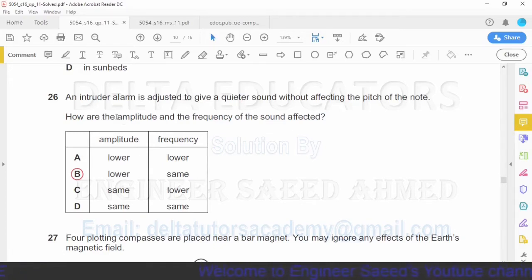So we can say if we have to adjust an alarm to a quieter sound, then amplitude we have to keep less and frequency will remain the same because here pitch is unchanged. And same thing is given in option B, that amplitude we have to lower and frequency there will be no change, it will remain the same. So option B is the correct one.